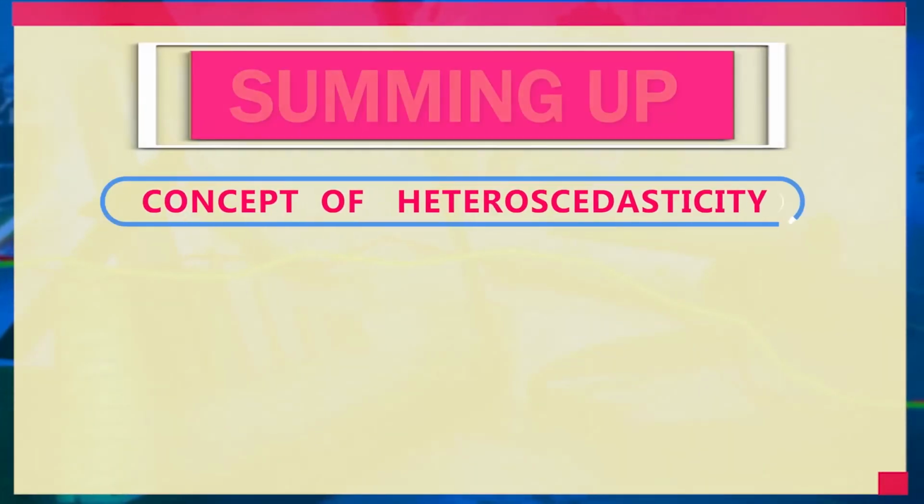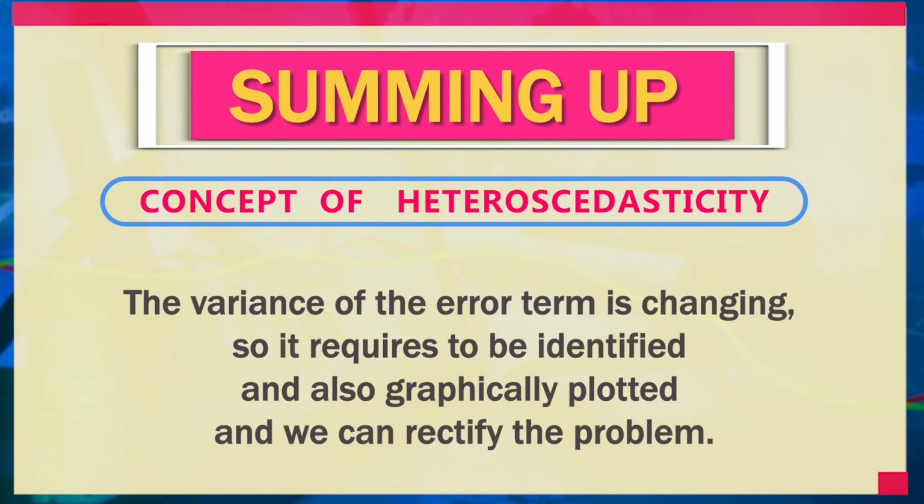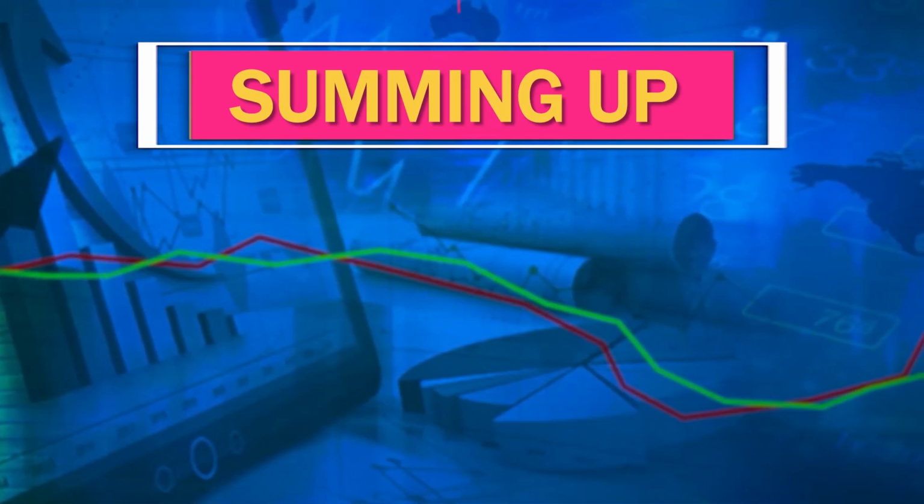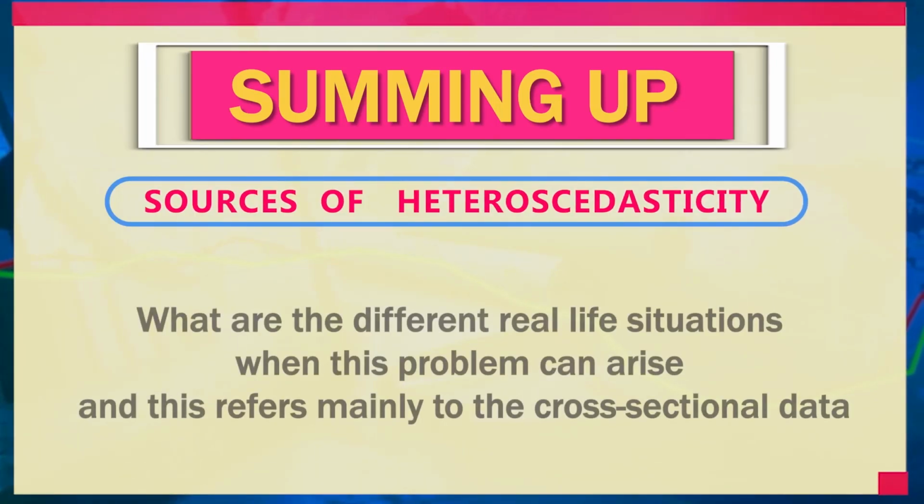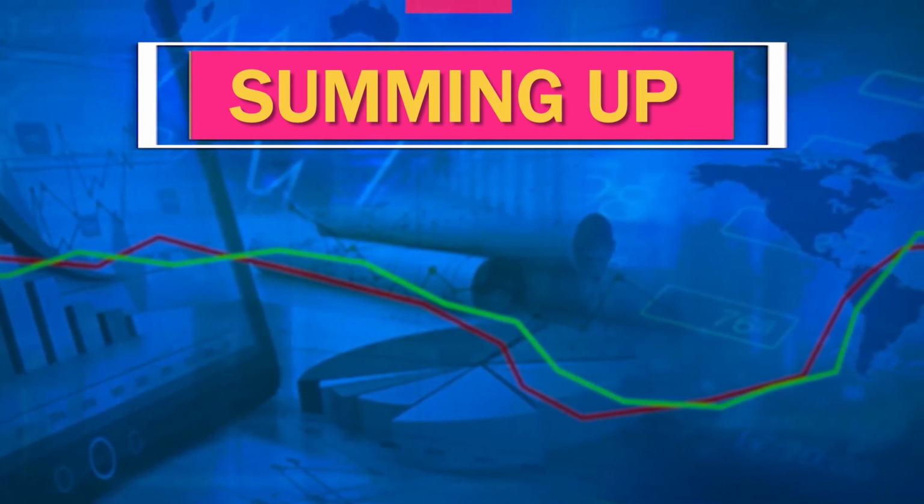So in this module, we can sum up the various concepts we have discussed. Firstly, we discussed the concept of heteroscedasticity, which means the variance of the error term is changing, so it requires to be identified and graphically plotted, and we can rectify the problem. But first of all, we need to detect the degree of the problem, whether it is mild or severe. We can also identify the different real life situations when this problem can arise, which refers mainly to cross-sectional data. And finally, we look at the consequences of heteroscedasticity, because in the OLS estimators, if this problem is ignored, then we will definitely get an unbiased estimate, but it will not have the minimum variance.